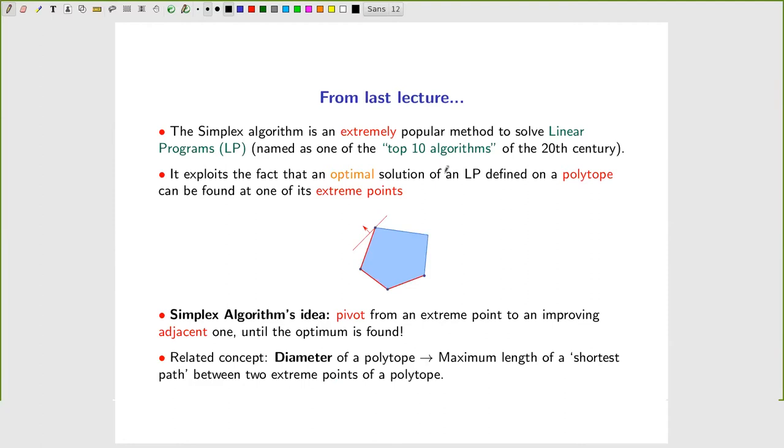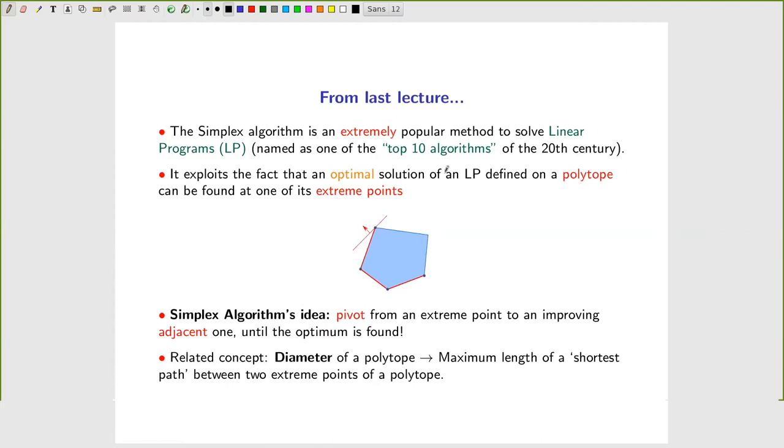So we motivated the study of diameter with the performance of the simplex algorithm. The simplex algorithm, we discussed it yesterday, is a very popular algorithm for solving linear programs. And in a way, it is combinatorial in nature. It exploits the fact that, if we want to simplify things, let's think about polytopes, then one could find an optimal solution on one of the extreme points. So the general idea is to start from one initial extreme point, and if that is not optimal, you pivot to an improved one, improving until the optimum is found.